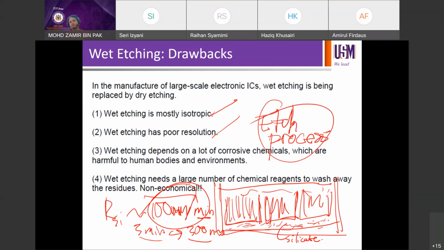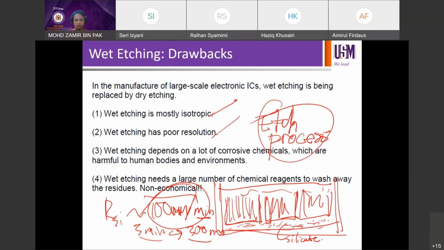Etch ni banyak isu, and isu dia complicated dan they cannot rework, so that's the problem. Okay, kalau foto dia ada isu, they still can rework, strip off the resist and go back to the CED. But then if you etch, if you got it wrong, then you have to scrap the wafers. So that makes your issues to be besar lah. Okay, bigger issues.